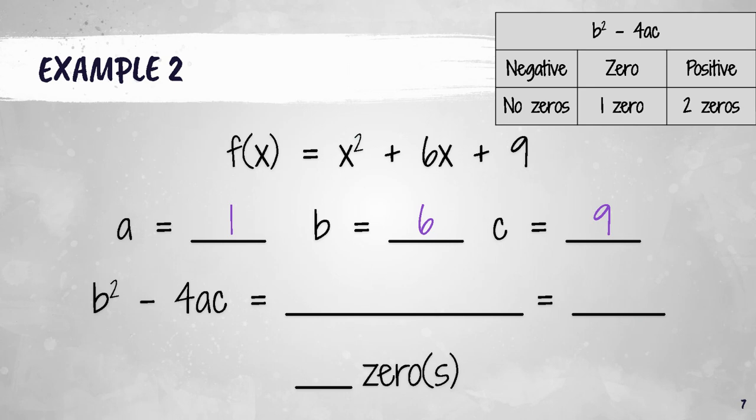B is 6, so it's going to be 6 squared minus 4, always there. Then a is 1, and c is 9. So we're really just plugging in the right numbers into the right spots based off of what letter they represent. And then 6 squared minus 4 times 1 times 9 is 0. And since that's 0, we have 1 zero.